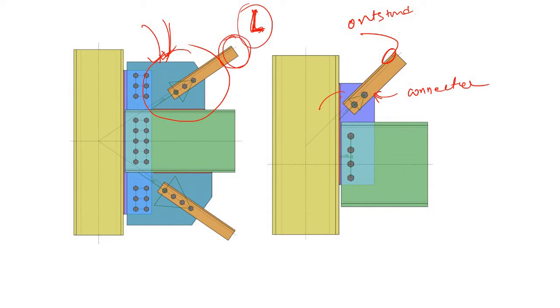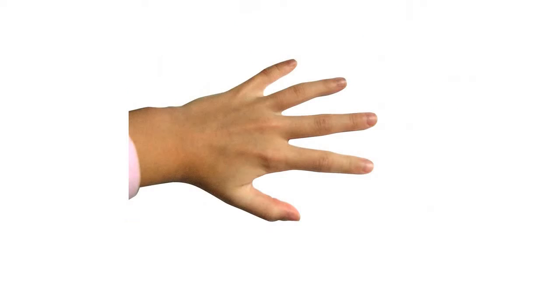Now let's try to understand how the shear lag effect actually occurs in this type of connection, and what the different parameters are that affect this shear lagging effect. So first, simply stretch out your hand. Let's say this is your hand. Now let's pull this particular finger. Simply pull this particular finger. Now what are you feeling?